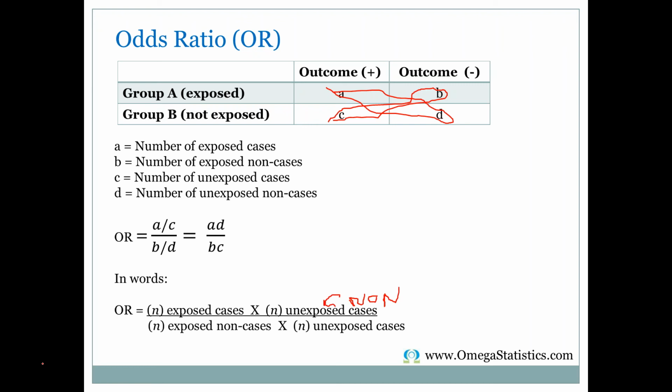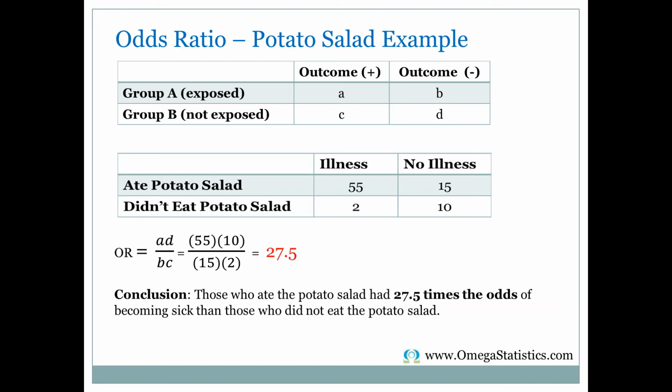So that's your formula. Well, what are these good for? How does that work, right? Let's look at the potato salad. So using our formulas in our little table, here are the people that ate potato salad and got sick, 55. Ate potato salad, didn't get sick, 15, and so on. These are the people that didn't eat it. 2 still got sick, right? 10 didn't. So we do our little formulas, right? We multiply these two, and then we multiply these two, and we divide these by these. We get 27.5. Well, that's a lot different than that 4 point something we got. It was 4.71 and 27.5.